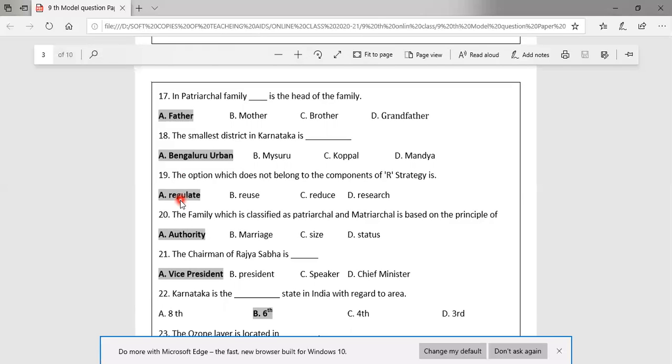The 18th question is, the smallest district in Karnataka is dash. Option A, Bengaluru urban. Option B, Mysuru. Option C, Koppala. Option D, Mandya. Option A, Bengaluru urban is the right answer.